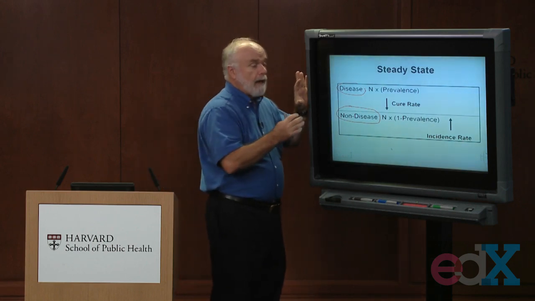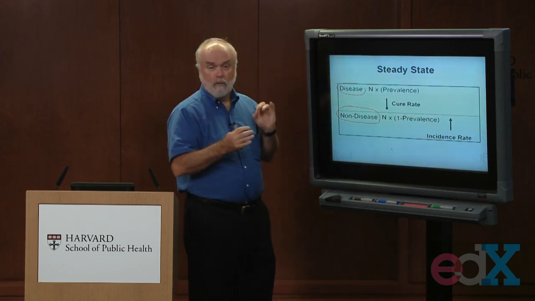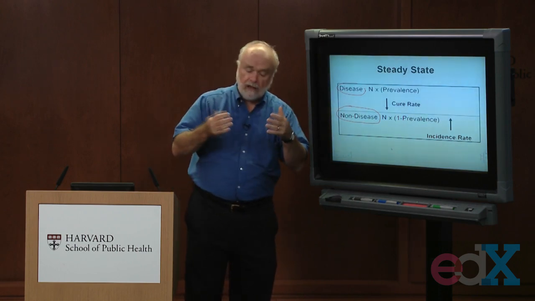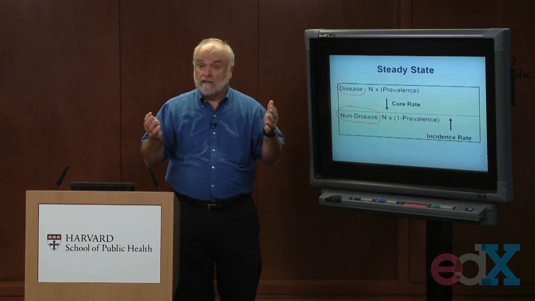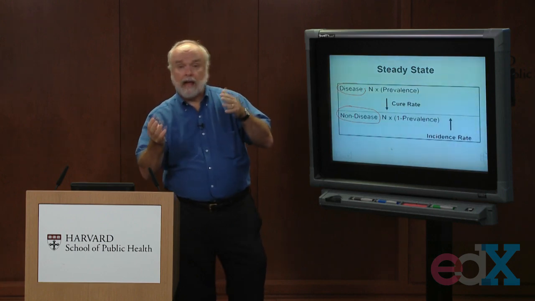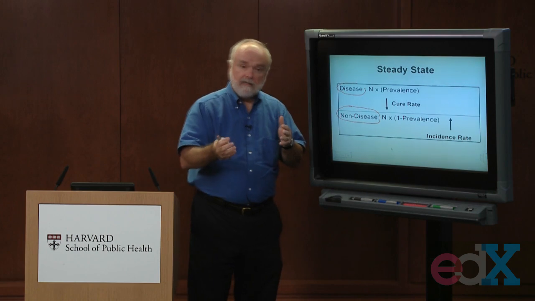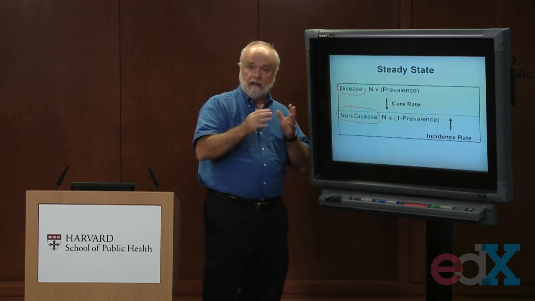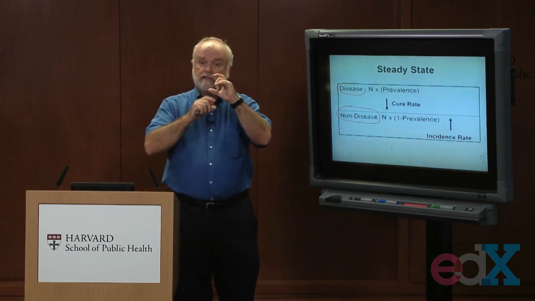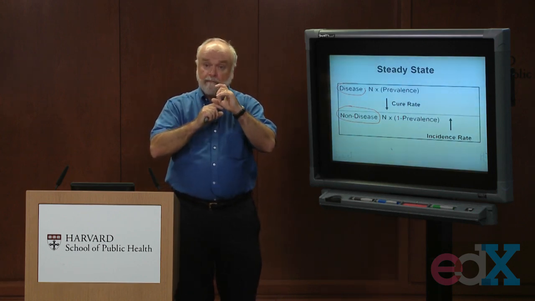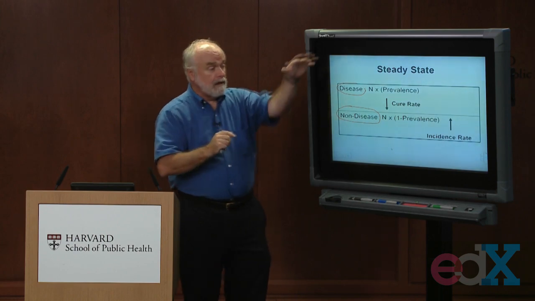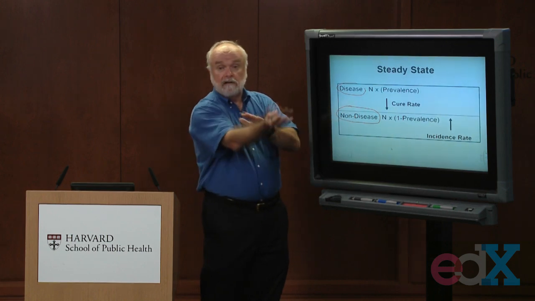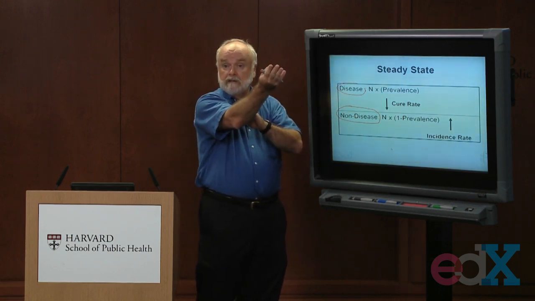Some of the people in the top of this box, the disease portion of the box, are going to be cured, and they're going to move down into the other part of the box, which is made up of the non-diseased people. And they're going to be balanced off by movement in the opposite direction. People who don't have the disease are going to be developing disease. And for these two subpopulations to stay in the same size, the same steady state, essentially the numbers of people moving down, being cured of their disease, has to be balanced by the number of people moving up, developing disease.